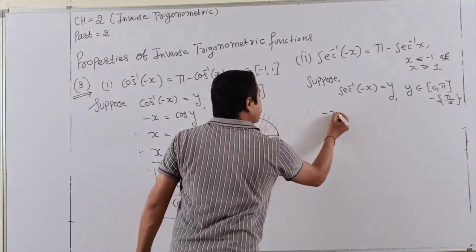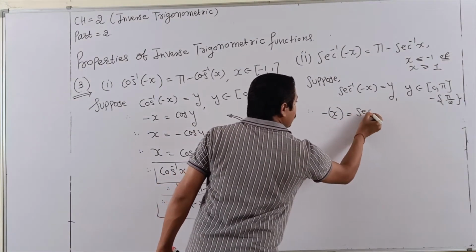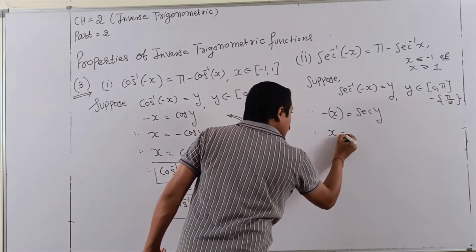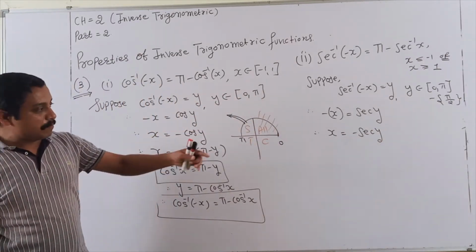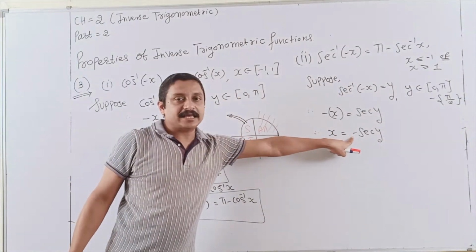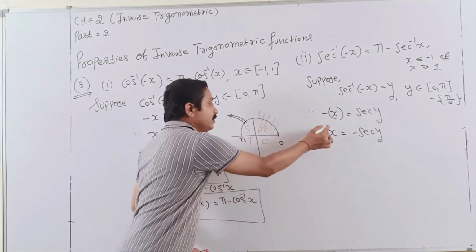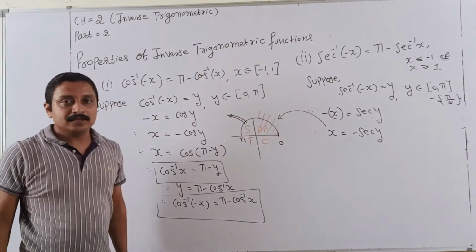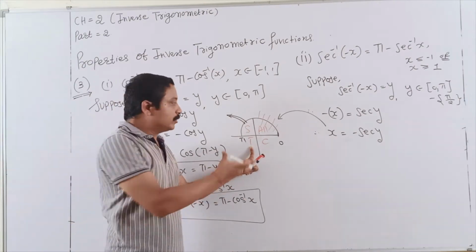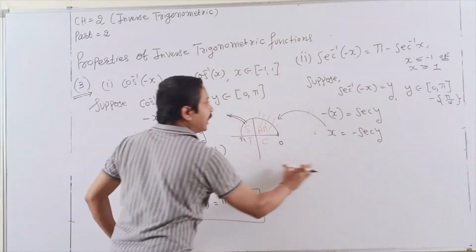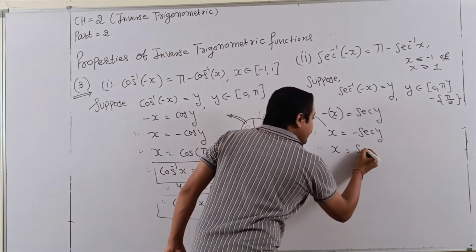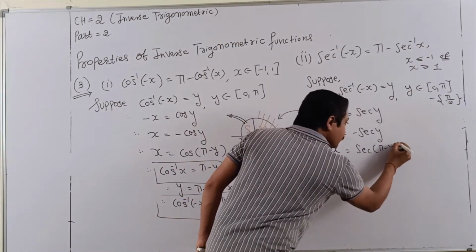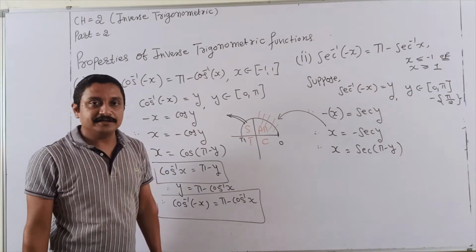So what is the minus x? It is sec y. So x becomes minus sec of y. And here the same principle applies, when the sec function is negative in this range. So students, this drawing is commonly used for this numerical. So I just write down sec of pi minus y in the second quadrant.